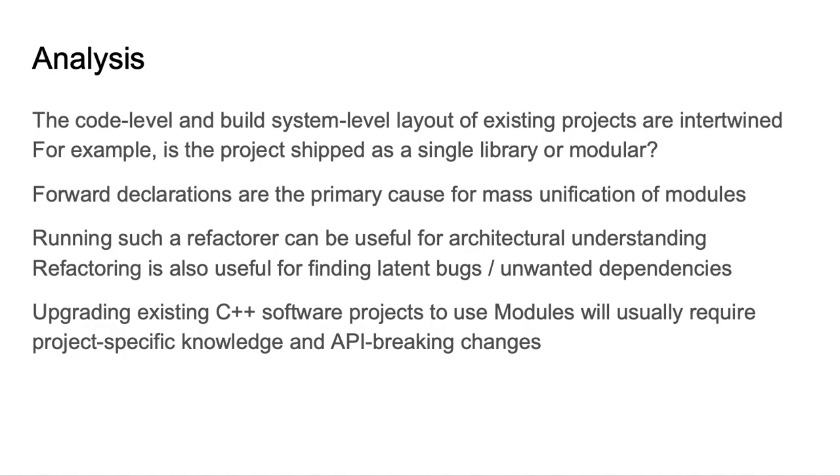They found that the structure of codebases is closely linked to the way they are used. For example, the XML parser is shipped as a single library, while the code navigation framework is modular by design. It's also worth noting the performance characteristics. XML parsers are optimized for speed, while code navigation frameworks are optimized for flexibility. A key takeaway is that upgrading existing C++ software projects to use modules will usually require project-specific knowledge. A key thing to note is that modules add structure to the code base, which restricts development outside those bounds. So you want to make sure you get it right, or you'll end up with spaghetti code.